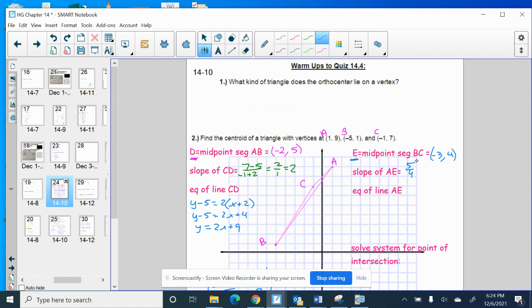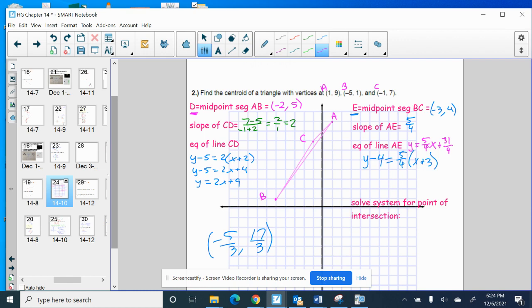Again, E is the midpoint of BC. So we can write that in point slope form, picking one of these 2 points. So let's say we pick E. So y minus 4 equals 5/4, parentheses x plus 3. Distributing and adding the 4 would then get us to slope intercept form of y equals 5/4 x plus 31/4.